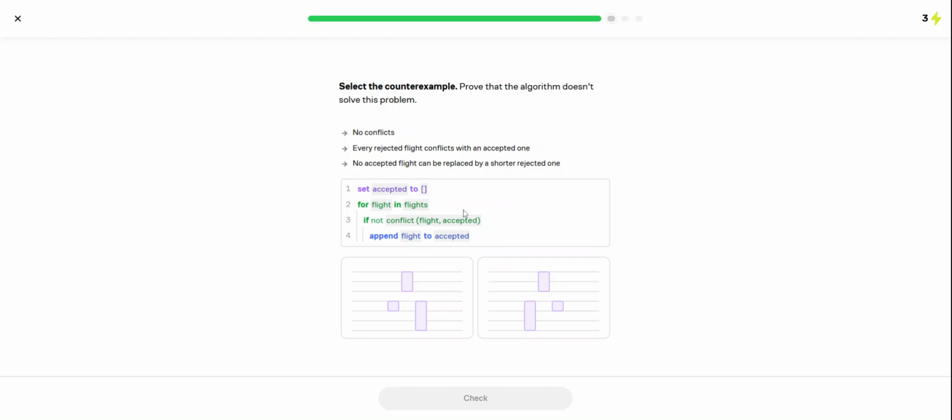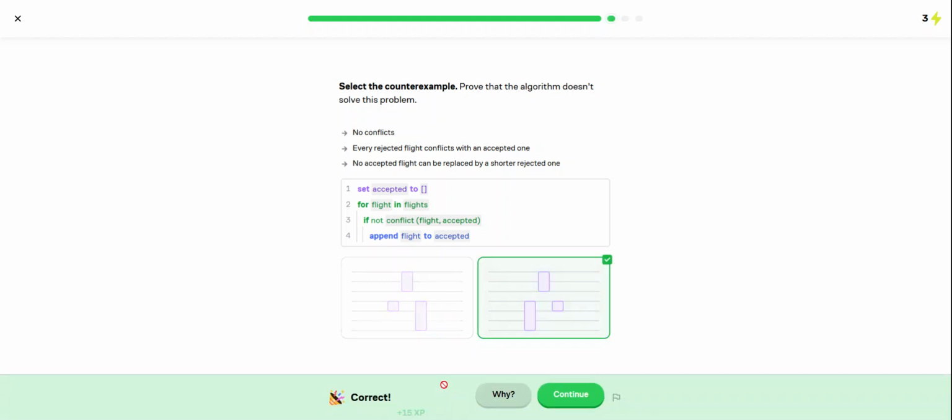Yes, no conflict and fight to accept it. No, satisfy shorter rejected one, so I think this one on the right must satisfy. Similar problem, but not too difficult to find it exactly right. Let's check. Yup, that's correct. Let's see why again.